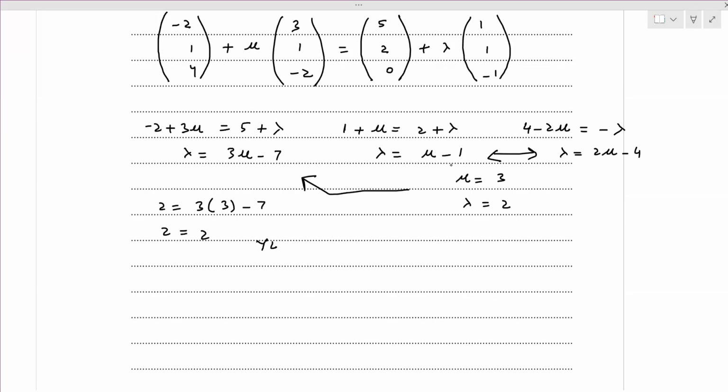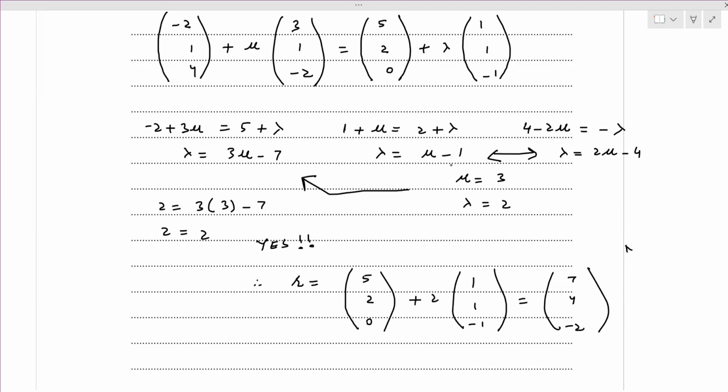Yes, intersection is possible. And now we need to calculate the intersecting coordinate. Therefore, put the values of lambda and mu in any one equation and find the intersecting coordinate. I am putting lambda in L1. 5, 2, 0 plus 2 times 1, 1, -1. So the coordinate is 7, 4, -2. This is the intersecting coordinate.